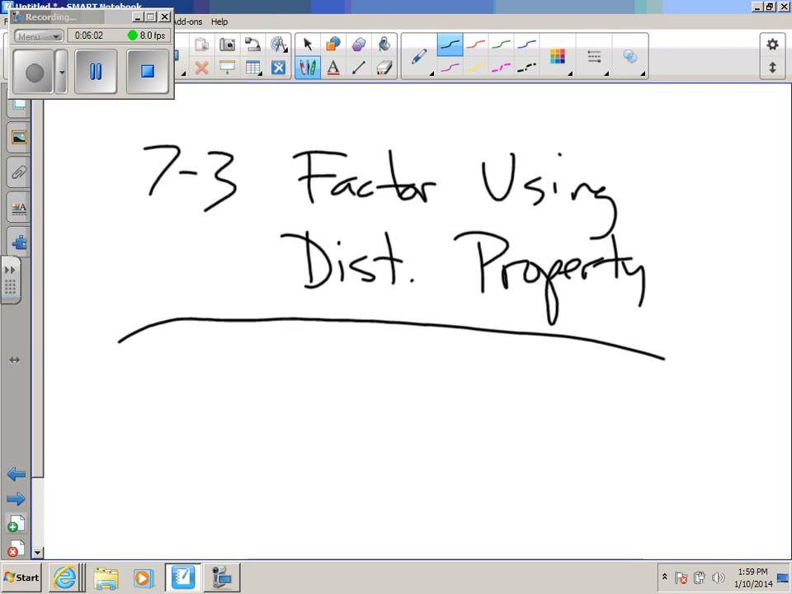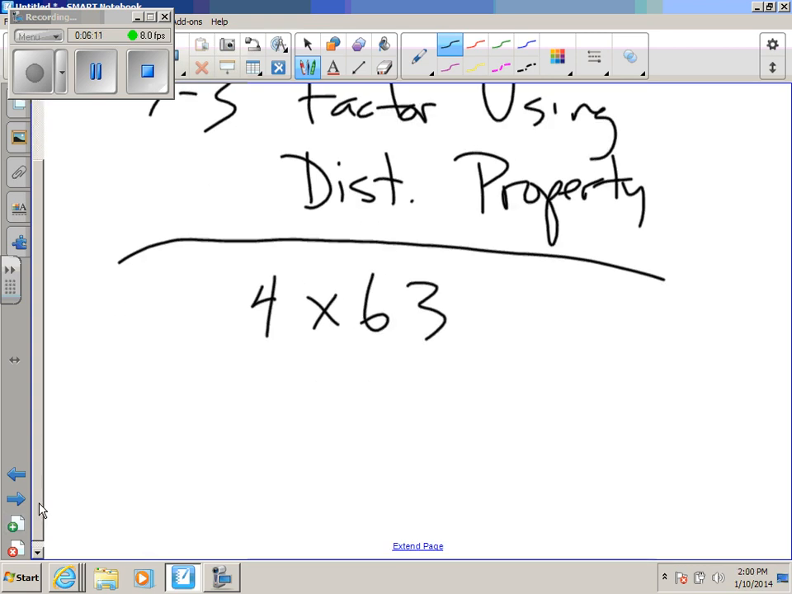What is the distributive property, first of all? How can we use the distributive property to help us easily solve a problem like 4 times 63 in our heads, or do most of the work in our head? Remember this? Yeah, very, very close. We're going to pull one of these numbers on the outside of a set of parentheses. Usually you pull the easier of the two that is to multiply. 4 is a lot easier to multiply with than 63.